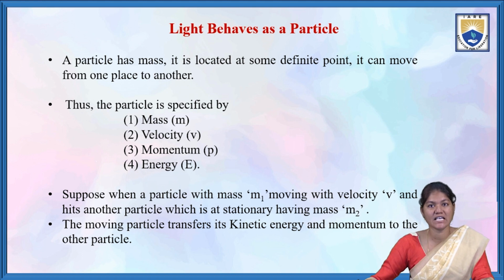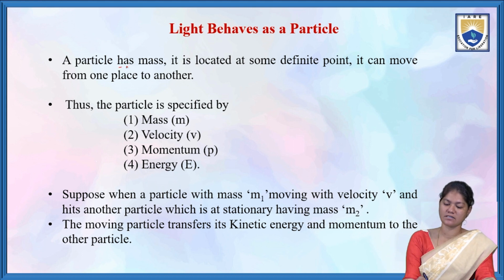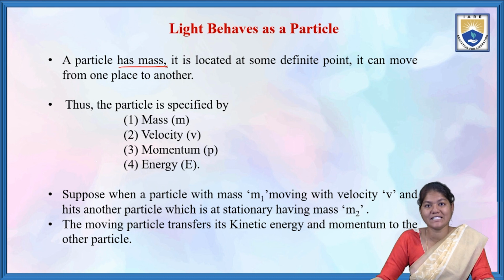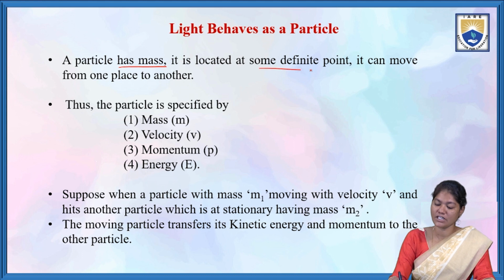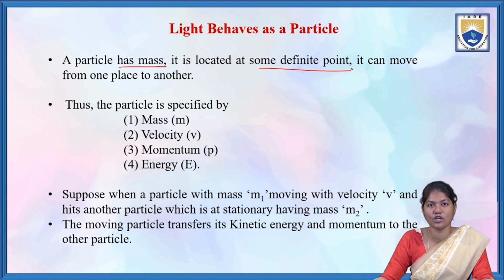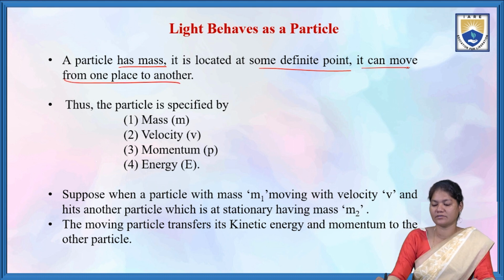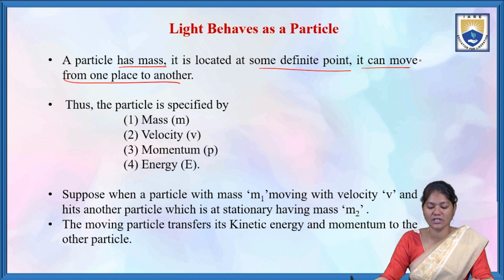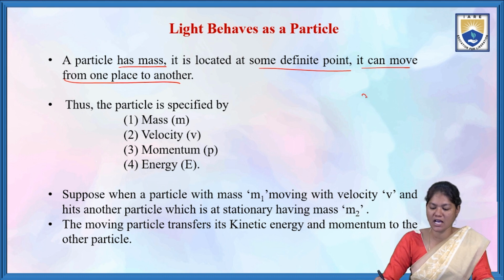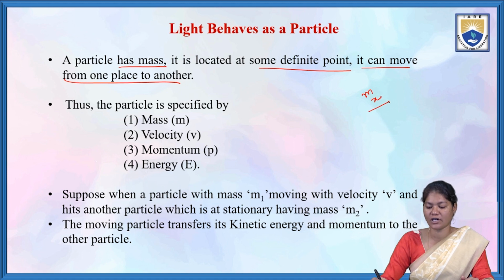So light behaves as a particle. A particle has mass and it is located at some definite point. It has a certain position, and it can move from one place to another.